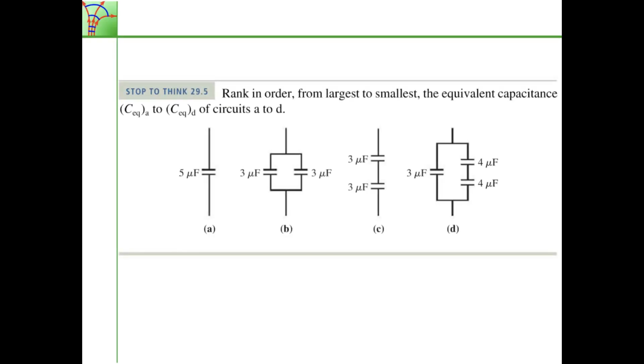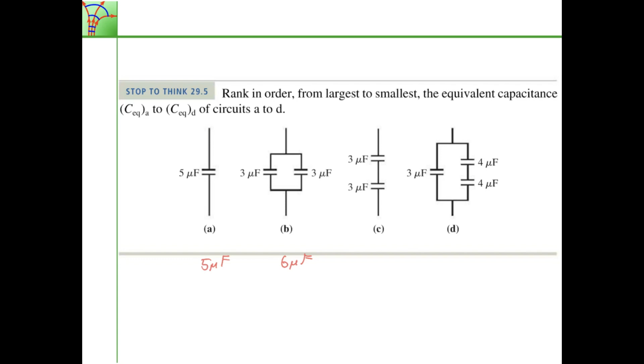Here, rank in order from largest to smallest the equivalent capacitance of each of these circuits. So here's an easy one. This one is just going to be 5 microfarad. These two, if you look at it, are two in parallel, right? When two are in parallel, you just add them directly together. It's just 2 microfarad. So one shortcut to remember is when you have two identical capacitors in parallel, since you add them, you're basically just doubling the capacitance. You just double 2 times 3.